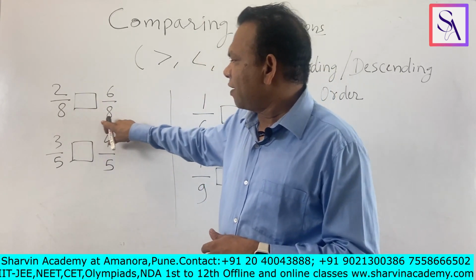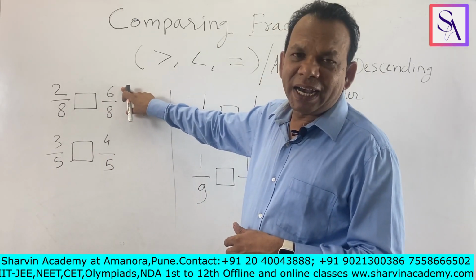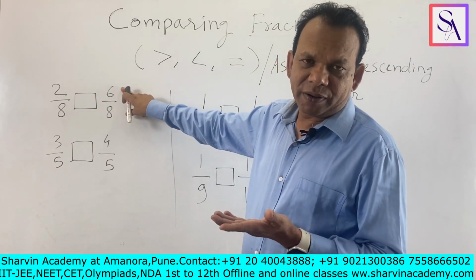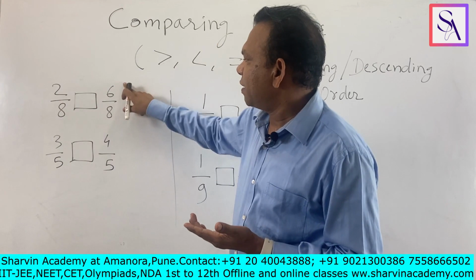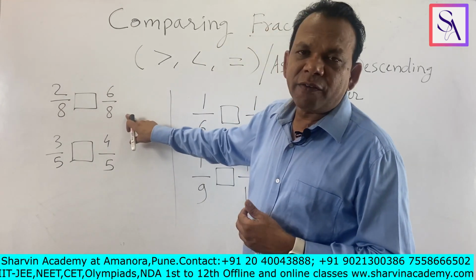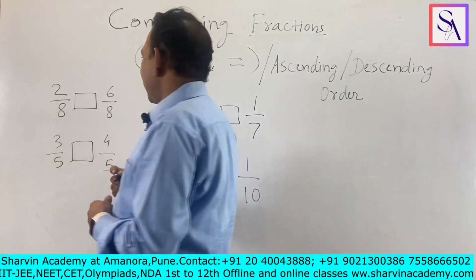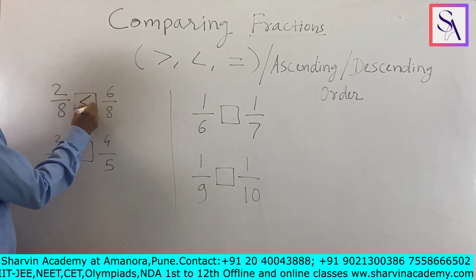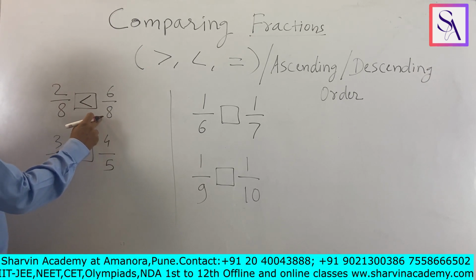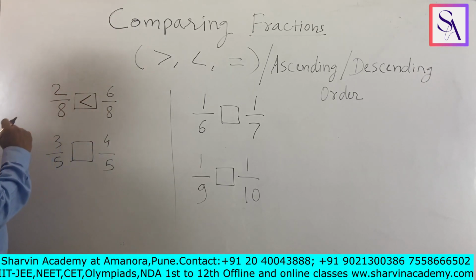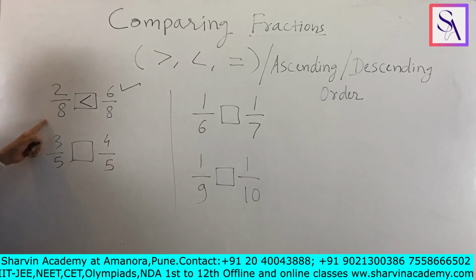If the like fractions are there, or denominators are same, then the fraction with greater numerator is the greater one. So in these two fractions, 6 is greater than 2. Hence 6 by 8 is the greater fraction, or bigger fraction, than 2 by 8, right? So I can write like this: 2 by 8 is less than 6 by 8, or 6 by 8 is greater than 2 by 8. So 6 by 8 is the greater one and this one is smaller.